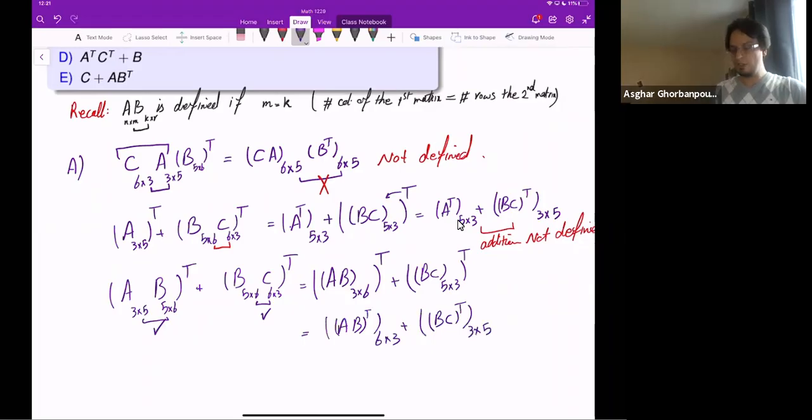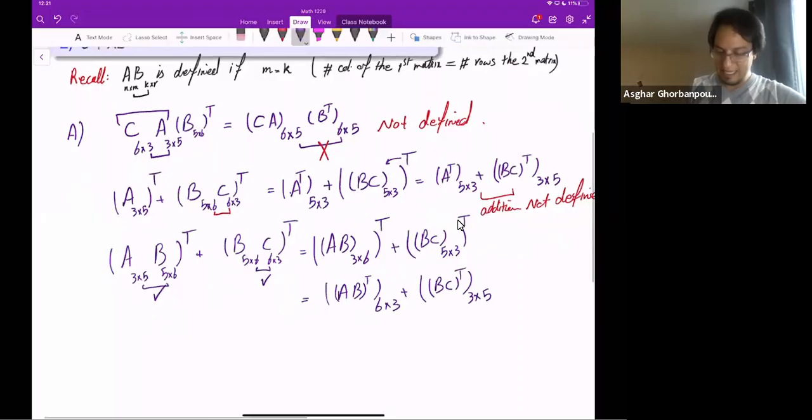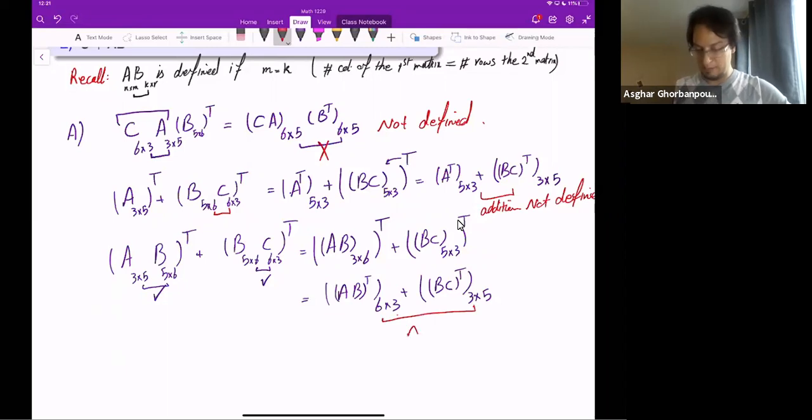So far, everything is good. But again, here, we are now trying to add two matrices which don't have the same number of rows. They don't have the same number of columns. So that means that addition again is not defined.